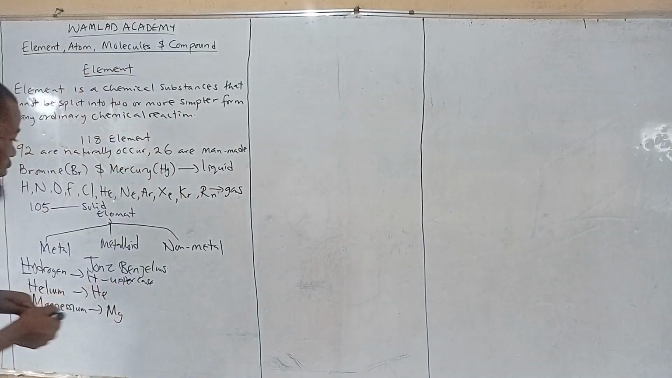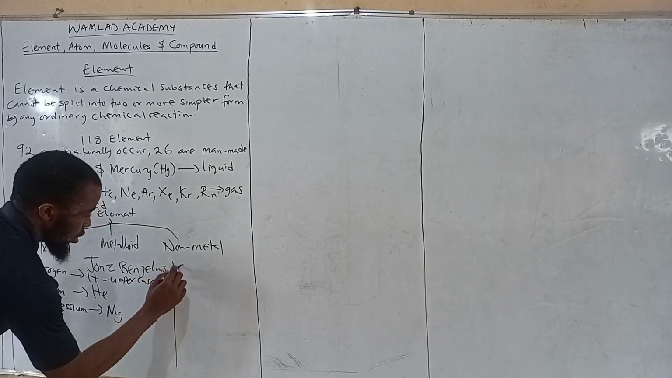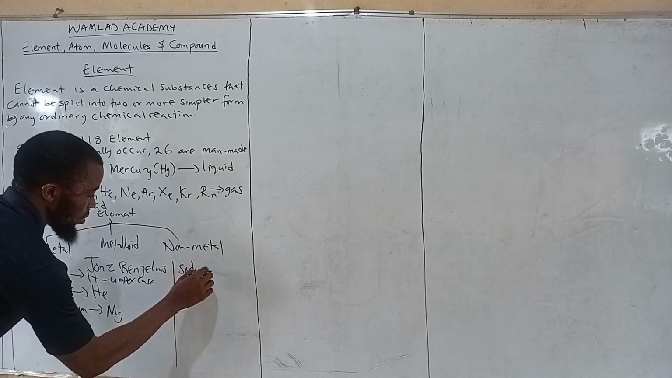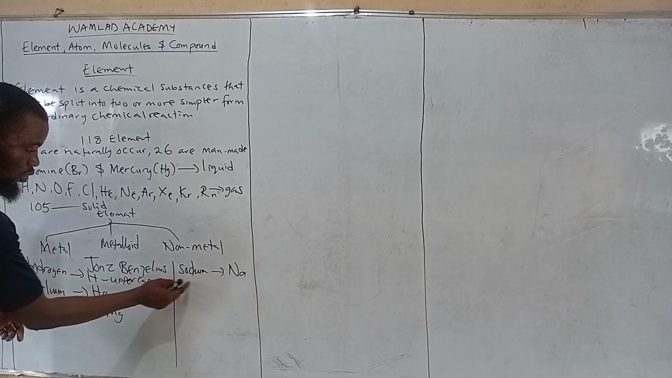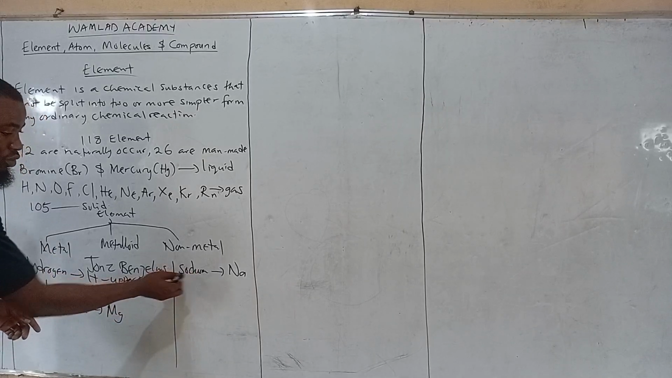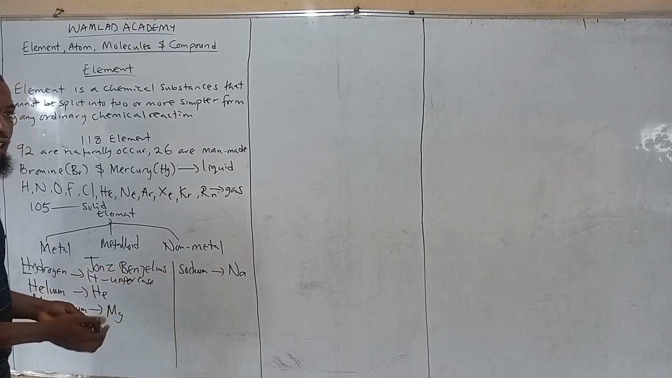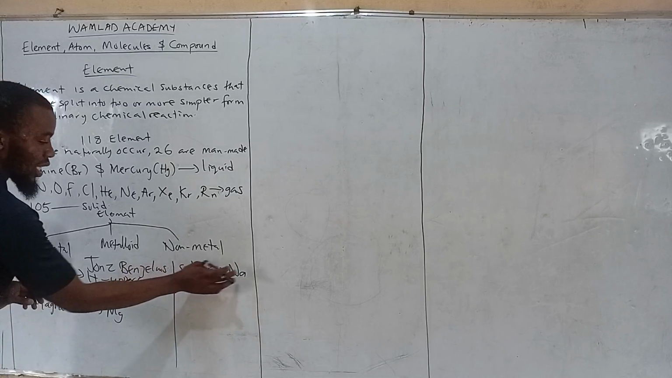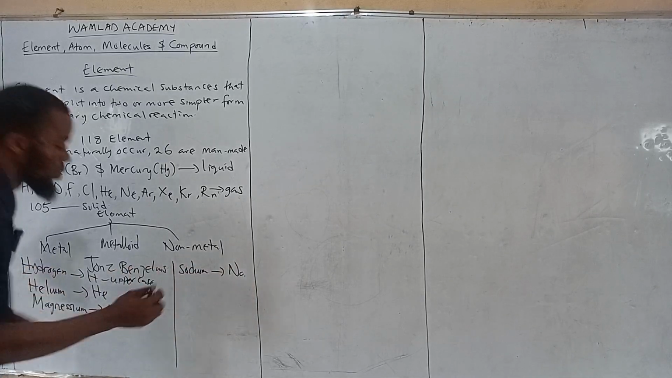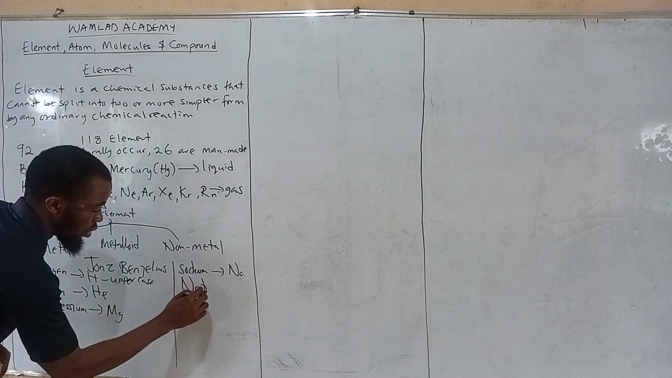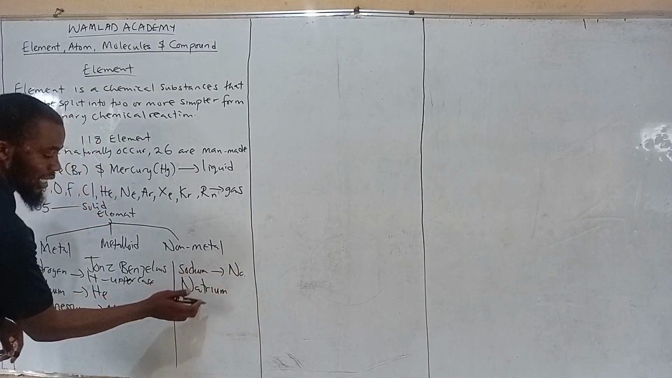For example, you have sodium, but the symbol of sodium is Na. If you check the letters in sodium, there's no N and A together like that. So they get this chemical symbol from the Latin name of sodium. What's the Latin name of sodium? The Latin name of sodium is natrium. So the symbol is Na.